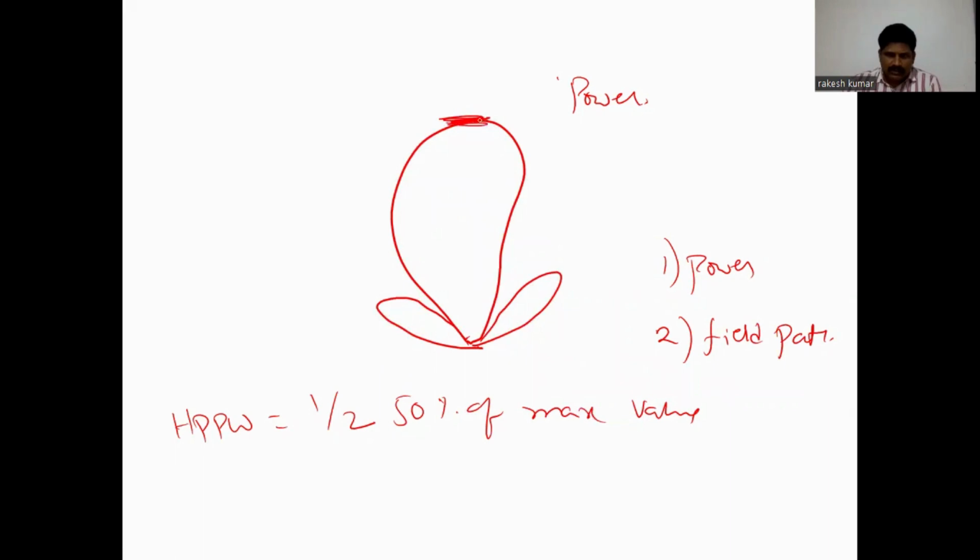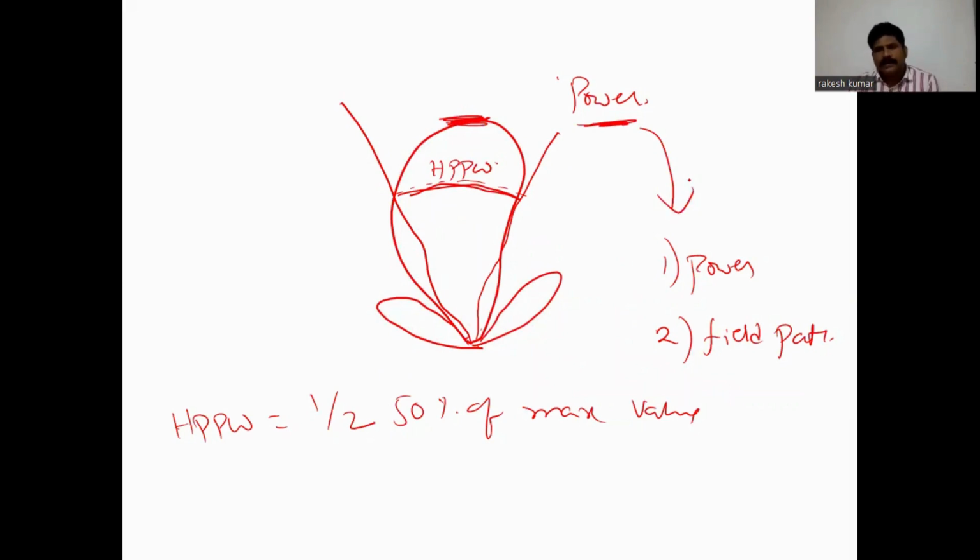So this is the maximum value, and this is the 50% value. If I draw the lines like this, this angle is nothing but the half power beam width when the radiation pattern is expressed in terms of power. The definition for half power beam width is when the power has fallen to 50%, or half, of its maximum value. So that is half power beam width.